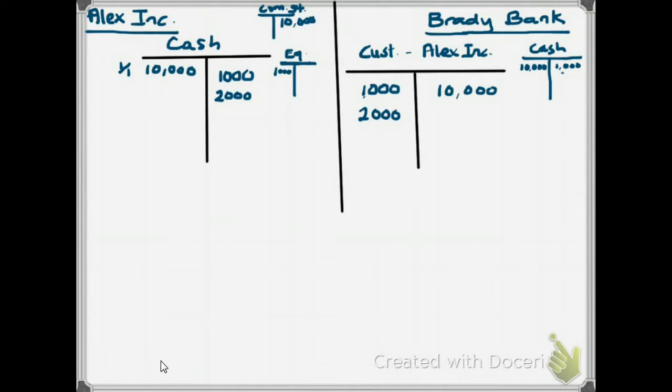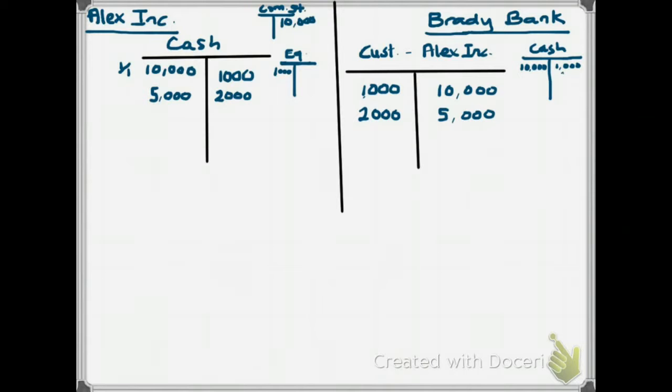The landlord would have gone and deposited the money in his account. So when that check hit Brady Bank, Brady would have debited our account, which is the Alex Inc. account, for $2,000, and they would have credited their cash account. On the 15th of January, let's say that Alex Inc. earned $5,000 revenue, and it was cash revenue. So what Alex Inc. would have done is debited their cash $5,000, credited revenue $5,000, and when we went and deposited that money, Brady Bank did their journal entry, which would be debit cash, credit Alex Inc.